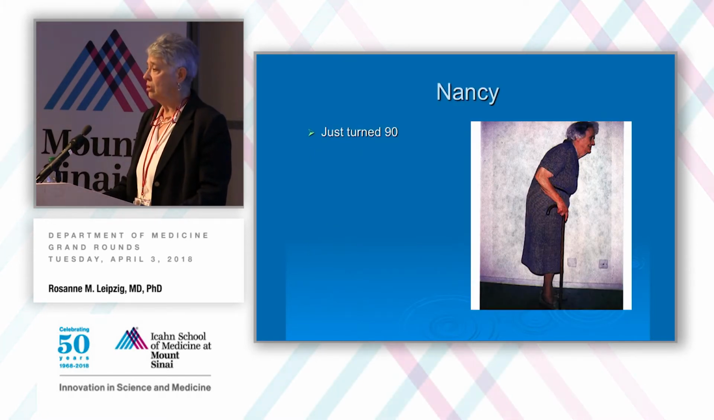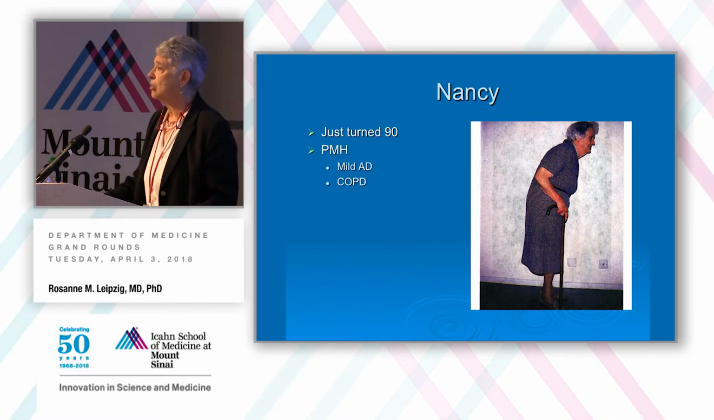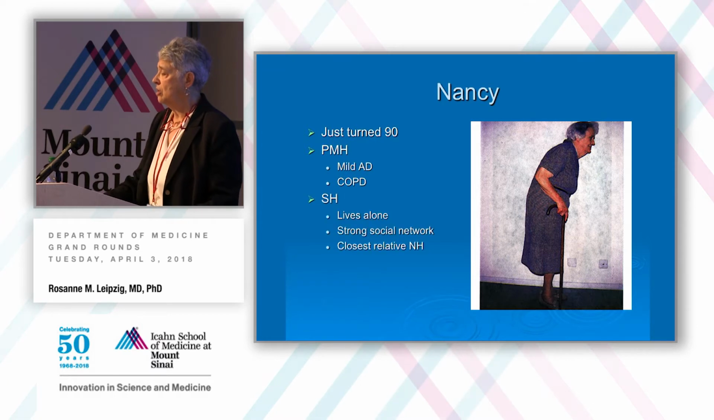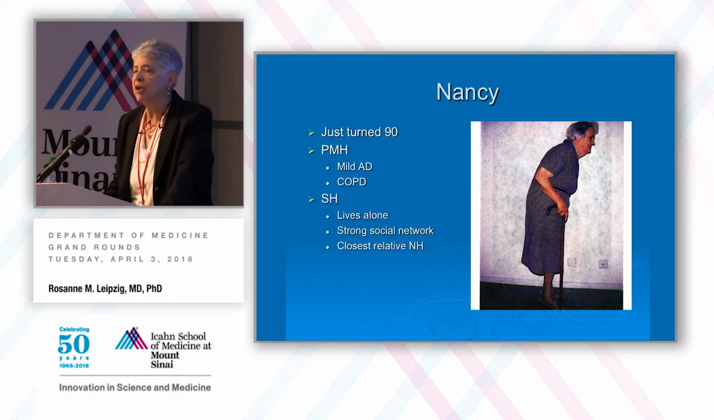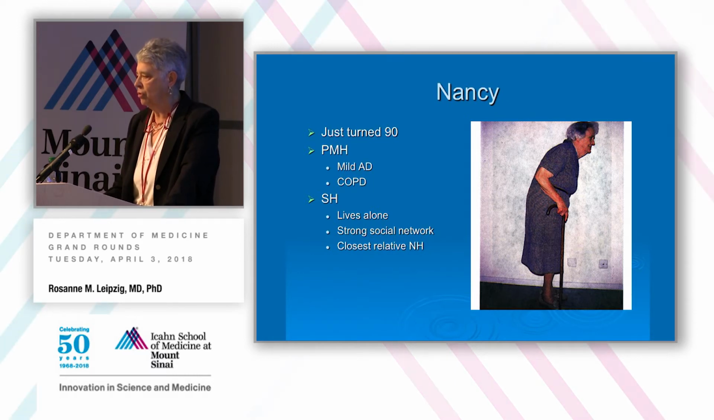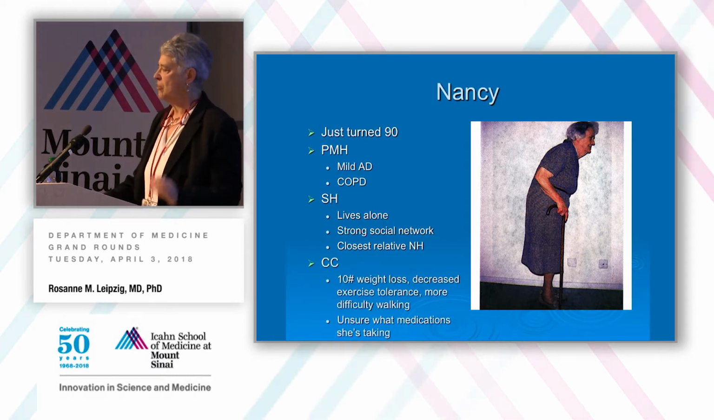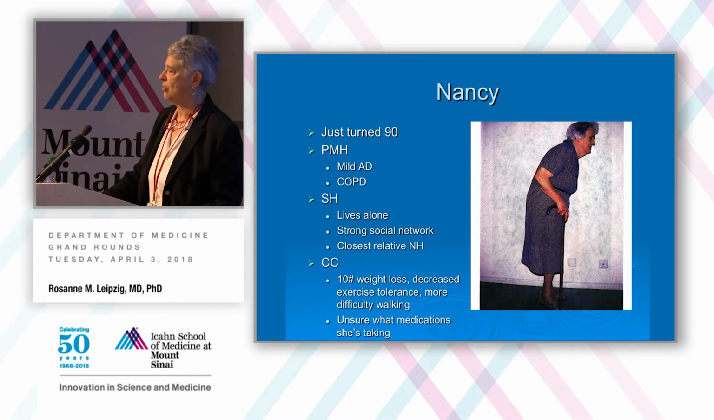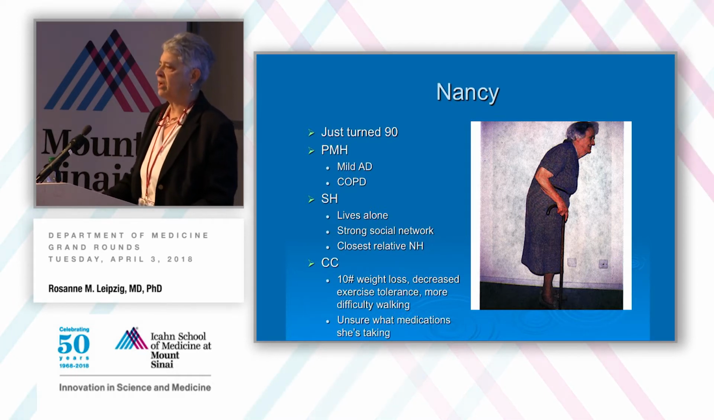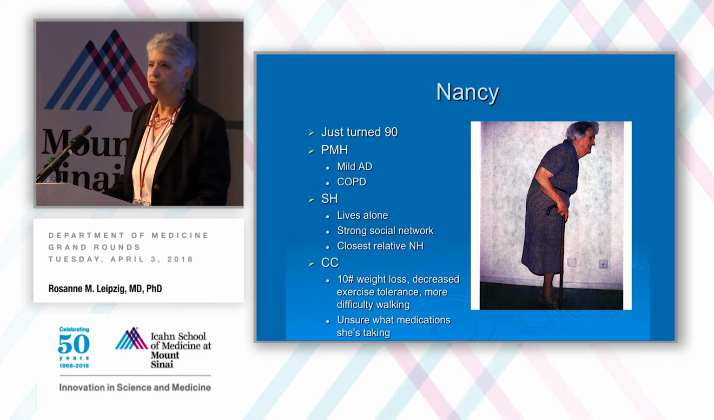And this is Nancy, who's also just turned 90. She has mild Alzheimer's and COPD. She still lives alone. She's got a very strong social network, but her closest relative is in New Hampshire. And she has a 10-pound weight loss, decreased exercise tolerance, and more difficulty walking. And she can't really tell me what medication she's taking, although she's in charge of her own medications.